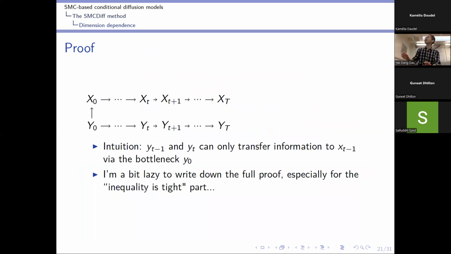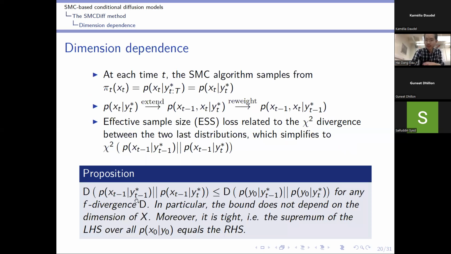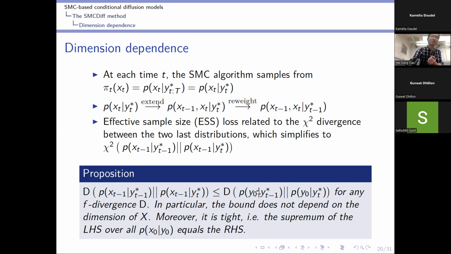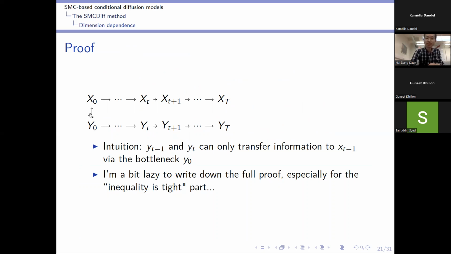Okay, I think I will just give you intuition because I am very lazy to write down the full proof of this, especially for the tightness part. It's easy, but it's just tedious and very long to write. Anyway, the intuition is very simple: yt-1 and yt can only transfer information to xt-1 via the bottleneck y0. So the difference between these two is just the way yt-1 and yt transfer their difference to xt-1, and there is no way to do so except to go through x0, and that's why you have a bound here. You can prove that using the data processing inequality and this kind of stuff. And by picking an appropriate x0, you can also show that the bound is tight. Okay, so I'm going to go through that.